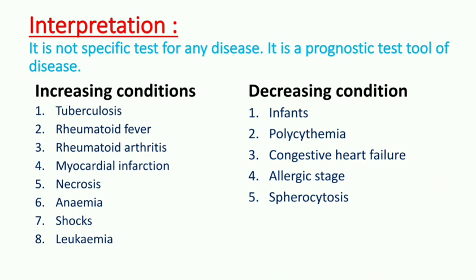Now, interpretation. As I said earlier, it is not a specific test for any disease. It is a prognostic tool for disease. We can see ESR increase during tuberculosis, rheumatic fever, rheumatoid arthritis, myocardial infarction, necrosis, anemia, SLE, and leukemia. And decreased ESR is seen in infants, polycythemia, congestive heart failure, allergic states, and spherocytosis.